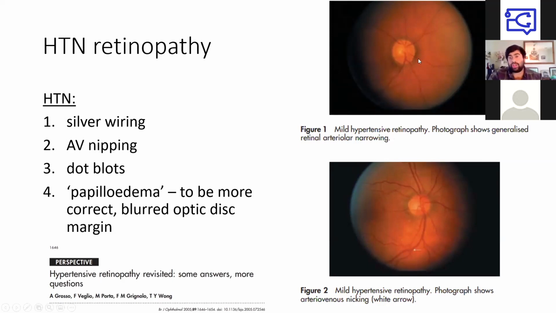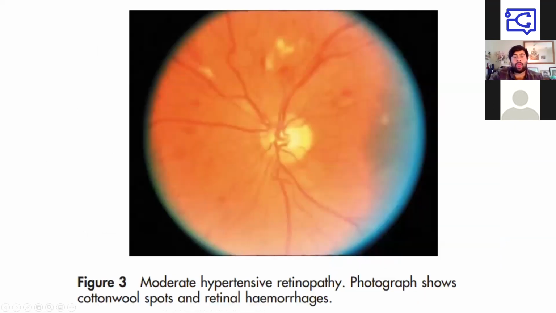So this is stage one, you can see the narrowing of the vessels, which is another way of saying silver wiring. And then AV nipping, here in this second picture, you can see the photograph shows arteriovenous nicking. Again, I think these are more things that you would be expected to recognize from an SBA written, rather than being presented with a fundus and asked to decide if it is stage one or stage two hypertensive retinopathy. So as long as you recognize these buzzwords from SBAs. This is stage three. So you can see that now there are cotton wool spots, which, as I mentioned earlier, are suggestive of ischemia of the retina, and retinal hemorrhages.